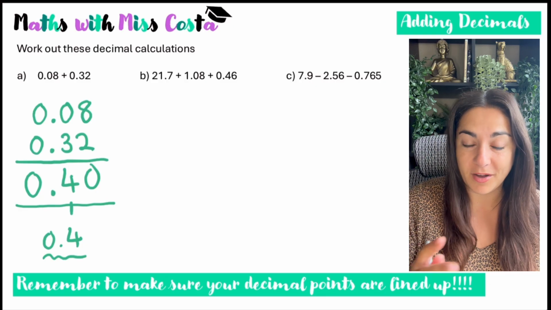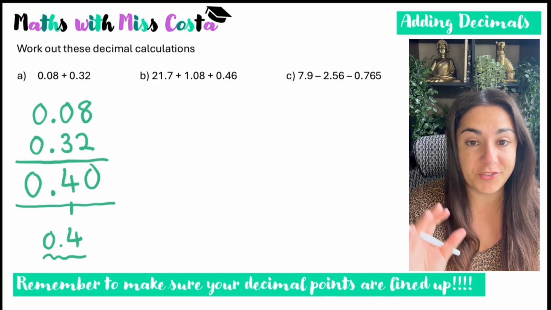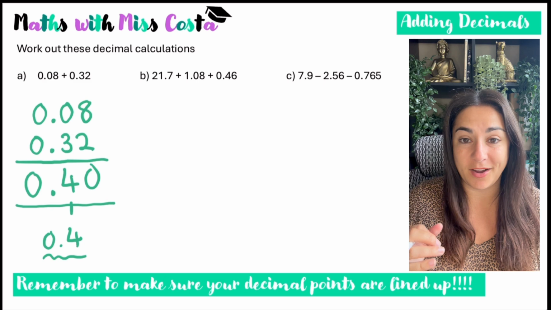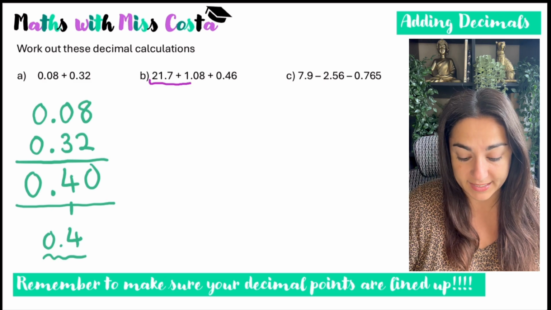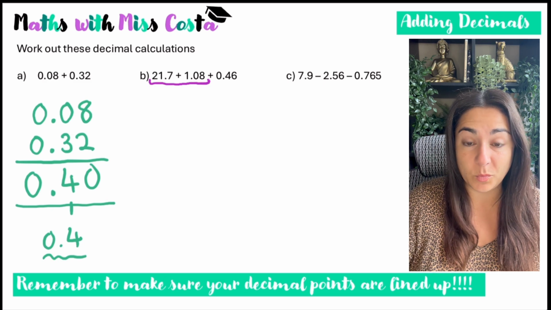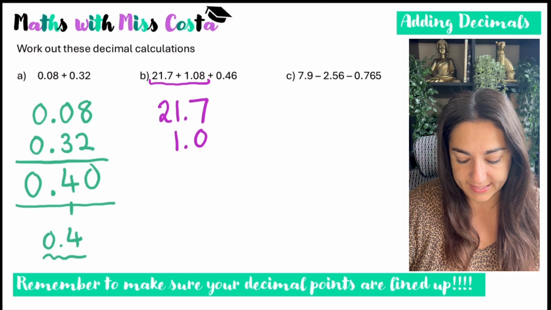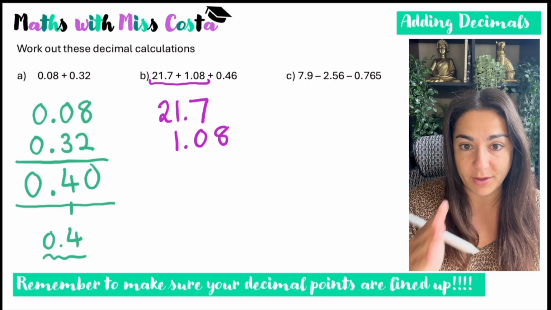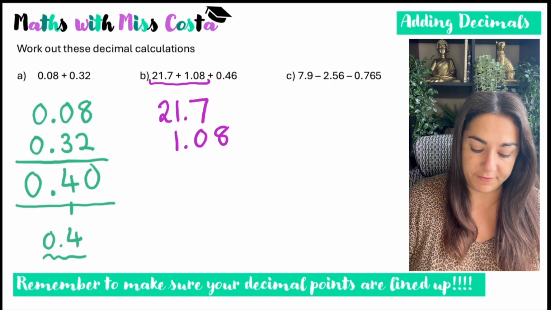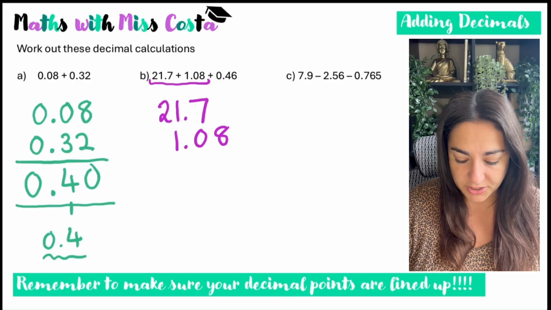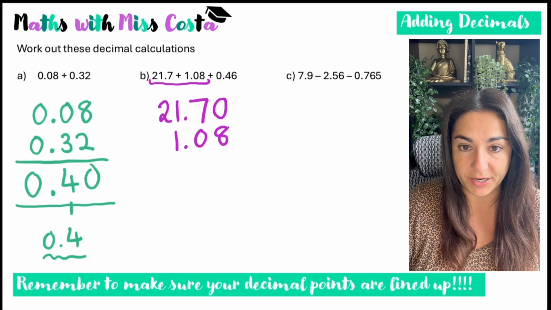Next, I've got a 3-part calculation. So with a 3-part calculation, don't try and add it all at the same time. Just do the first 2 parts of the calculation, and then once you've got your answer, do the final part. So we've got 21.7 and 1.08. So take note of how the decimal points are lined up. And if your number runs out of digits, just add a 0 because that has the same value.